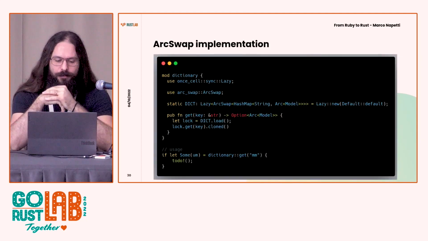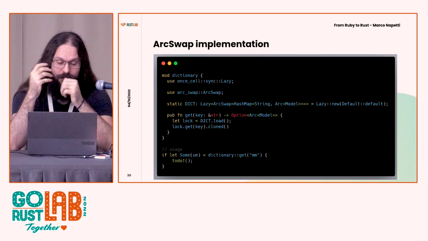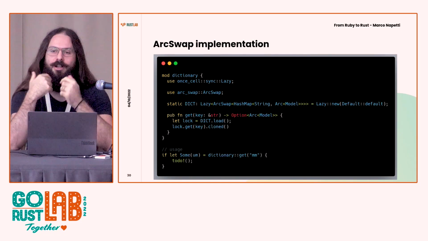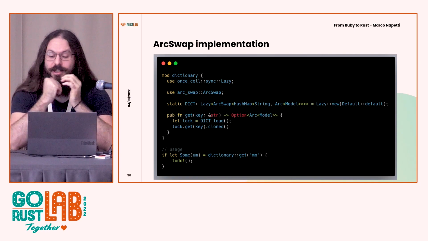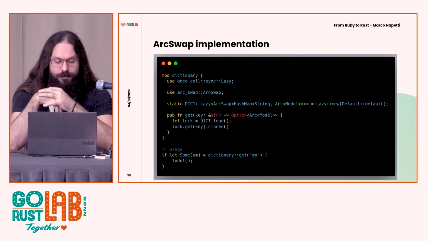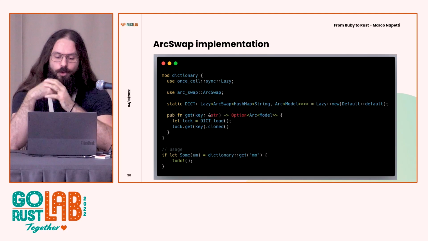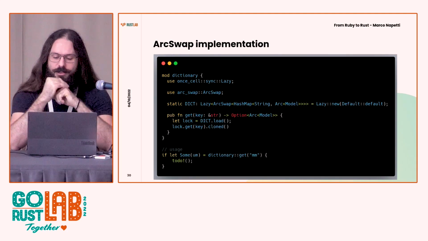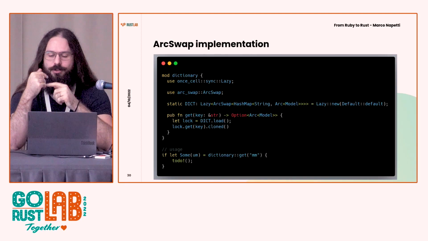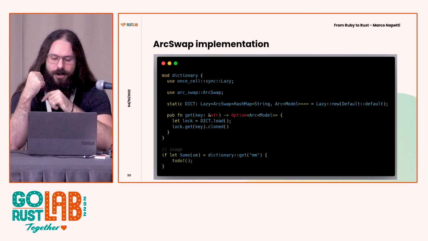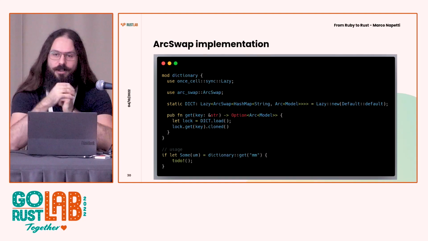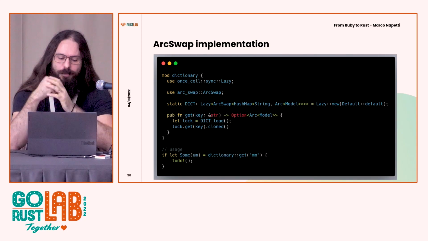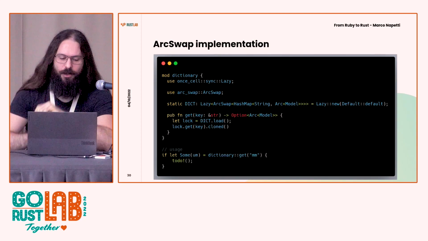Using ArcSwap, we can literally swap our dictionary data without anybody noticing. The operation is atomic. If someone was reading the data during the swap, they will still point to the old version, and as soon as nobody is reading, the old version will be automatically dropped, so freed from memory. Now the access operation is sync. We solved our sync problem.